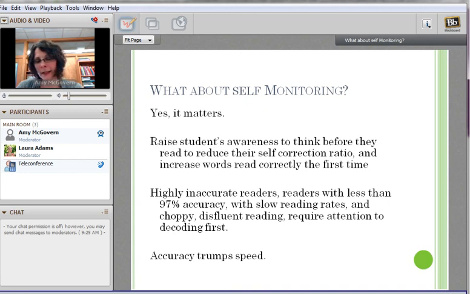So highly inaccurate readers are reading with less than 97% accuracy. Their reading rates can sometimes be very slow, or they can be super, super fast, depending on the nature of the reader. So accuracy, when it comes to progress monitoring and self-monitoring, that's going to trump your rate, especially if that's the bigger concern.